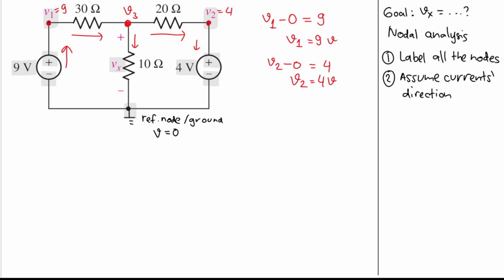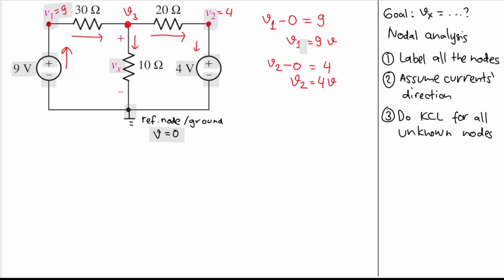Now let's do the most crucial step here, which is to do KCL, the Kirchhoff current law, for all unknown nodes. But we already know three of them, right? The ground, where the voltage is 0. Then V1, where the voltage is 9 from this value here. And then V2, where the value is 4 from this value here. So we only need to do KCL at V3 here, right?